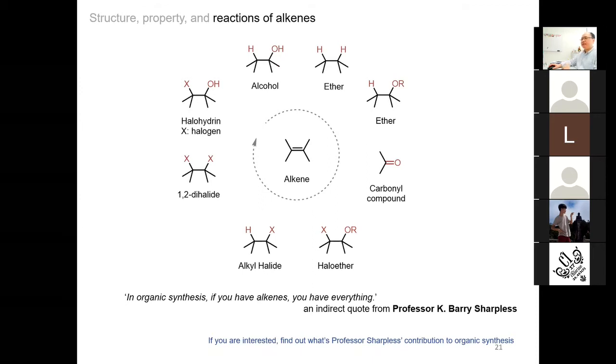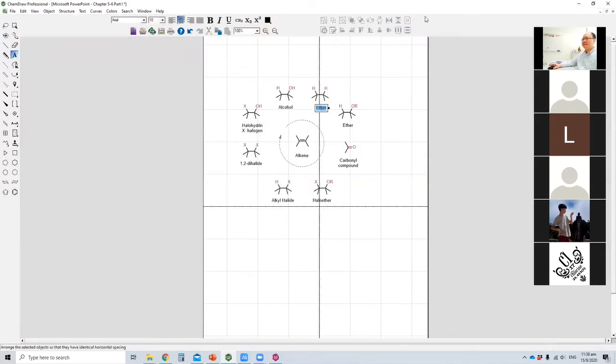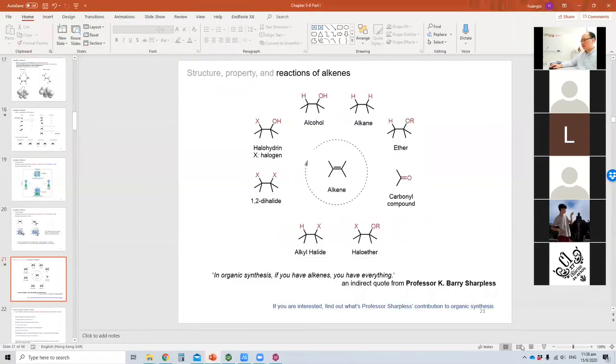Reactions. We finally get to the part where we are going to teach you some new reactions of organic compounds. In this chapter, we focus on the molecule which is alkenes. We can see that alkenes can be transformed into different types of molecules. For example, it can become alcohol, alkanes, like saturated, ether, carbonyl compound, alkyl halide, dihalide, halohydrin. We are going to cover all these transformations in this class.